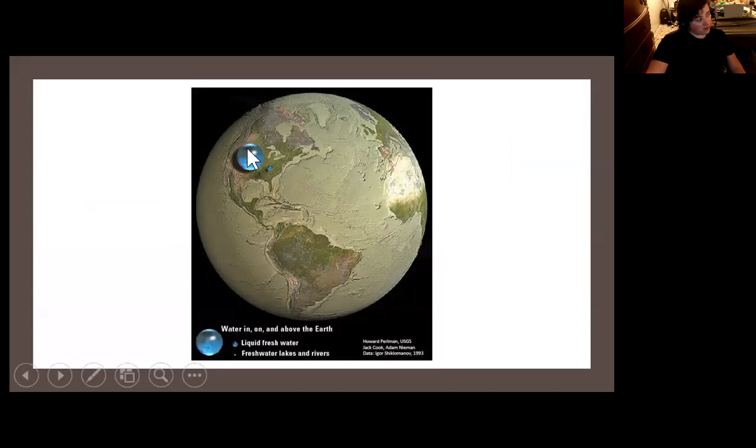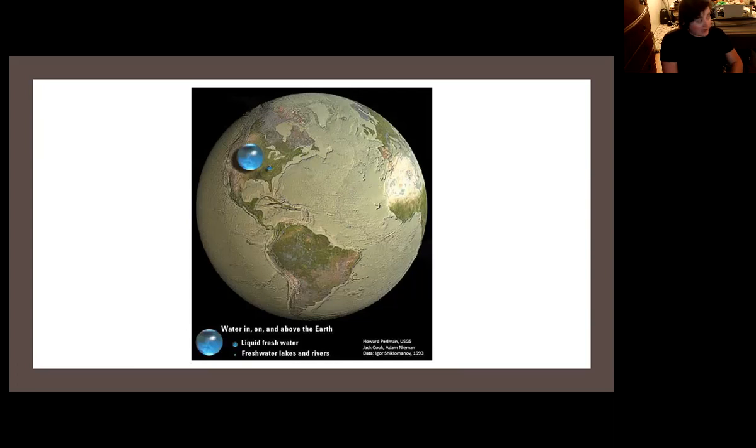This largest sphere of water in the center of the North American continent is all of the water available on Earth, as in an estimate of how much water there is underground, frozen up in the ice caps and in the atmosphere. Now, there's a smaller dot to the right of that, in what's Kentucky, more or less. And that is all of the liquid fresh water on Earth.